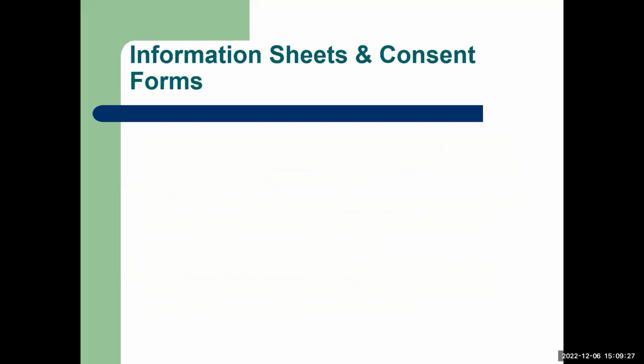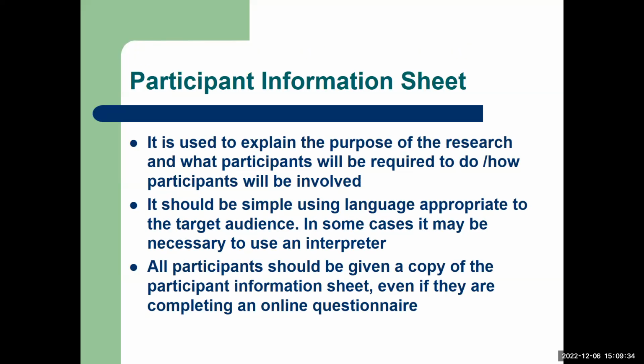So, like I said, an information sheet is something we design to explain the purpose of the research to the participant, to inform them about what they will be required to do or how they are going to be involved in your research study. It should be in super simple language that is appropriate to your target audience and your participants. In some cases, you may need to use an interpreter to ensure that the participants fully understand what your research is all about.